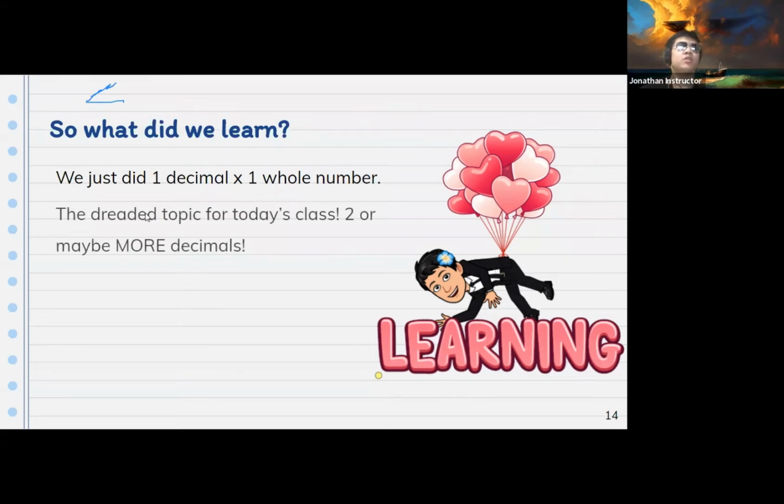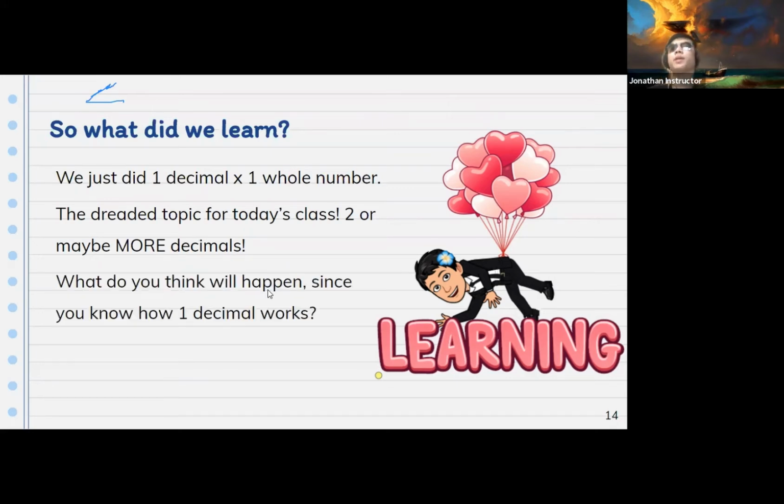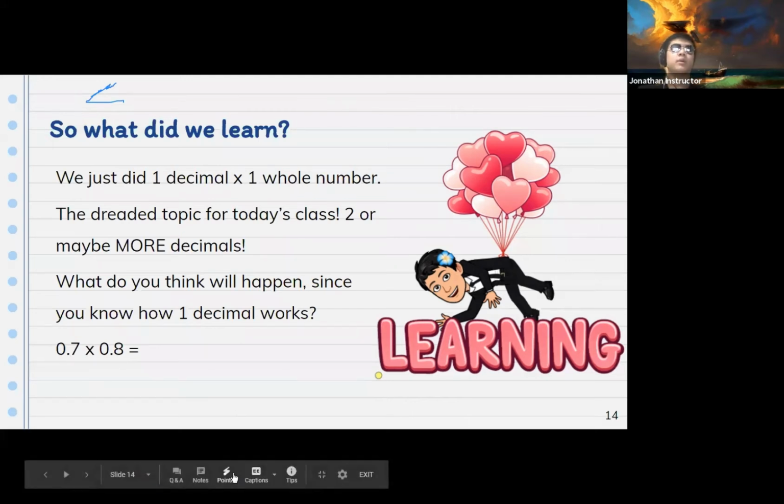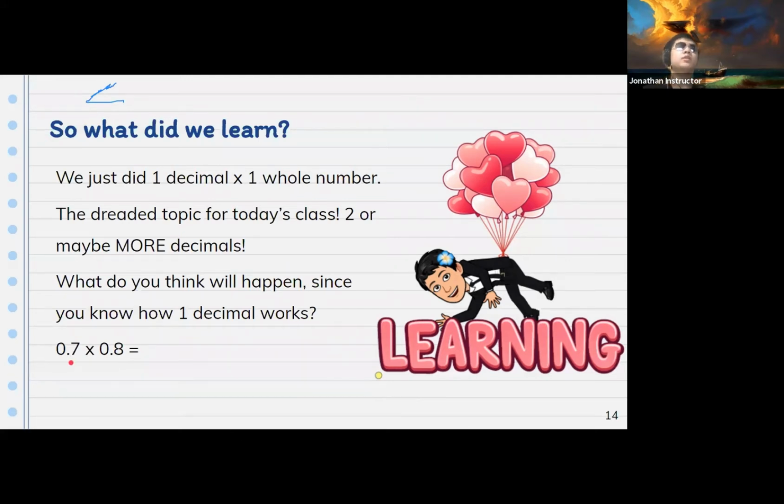So today's dreaded topic: 2 or more decimals. So how do we do that? Oh no, how scary. What do you think will happen, given that I just told you how 1 decimal works? So we have an example right here. Let me get my pointer. 0.7 times 0.8. So what do we do here? Is it going to be 5.6? Is it going to be 0.056? What do you think is going to happen?